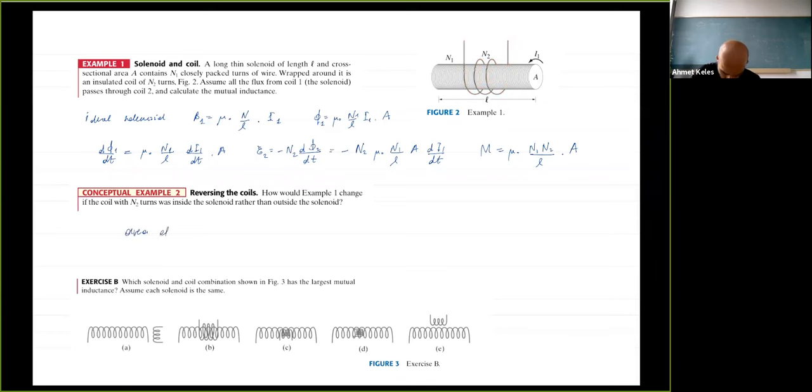So that's the orders of magnitude we are talking about in general. More examples. This is a conceptual example number 4 from the book: the direction of EMF in an inductor. Current passes through the coil in figure 4, from left to right as shown. And A, if the current is increasing with time like this, in which direction is the induced EMF?